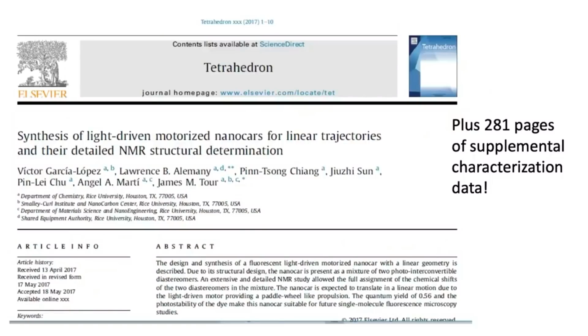This paper had 281 pages of supplemental characterization data. I showed you a paragraph of characterization, 281 pages of that to convince the world that we made what we were making when we made those light-driven motorized nanocars. How does a dumb abiological world ever do this? Nobody knows. They're all clueless, but scientists aren't saying how hard it is. Next slide.